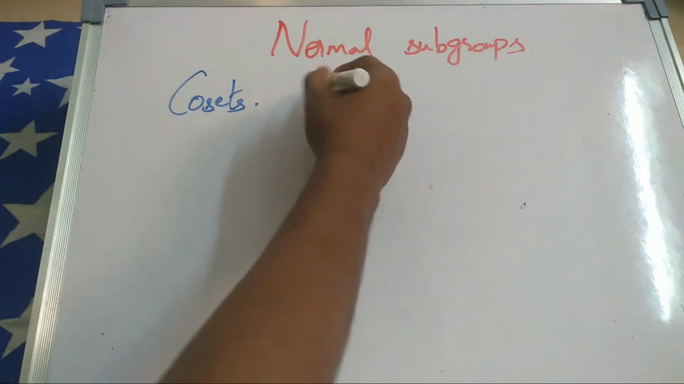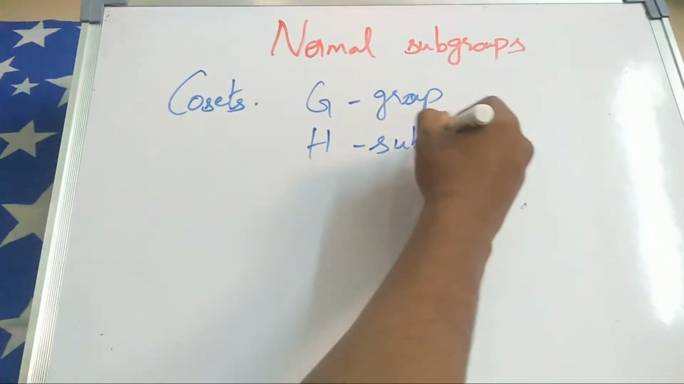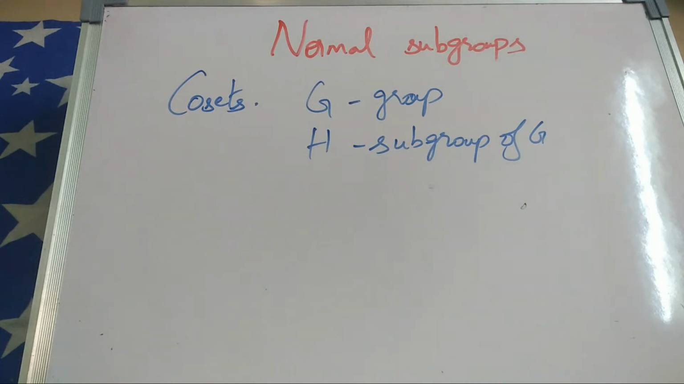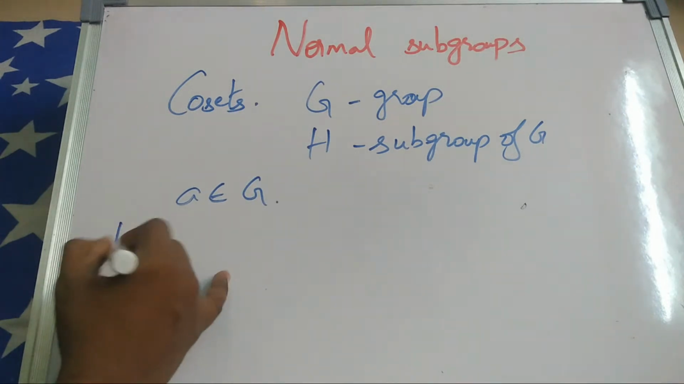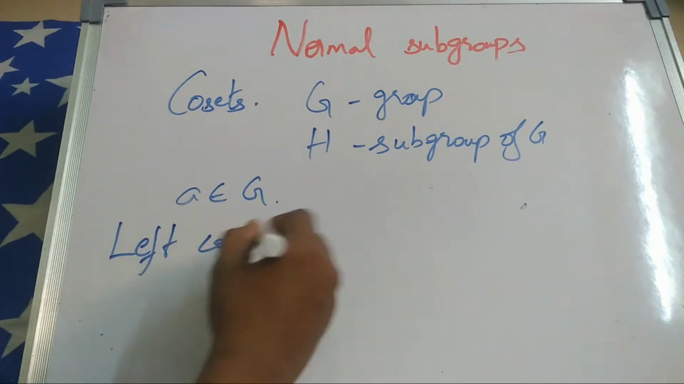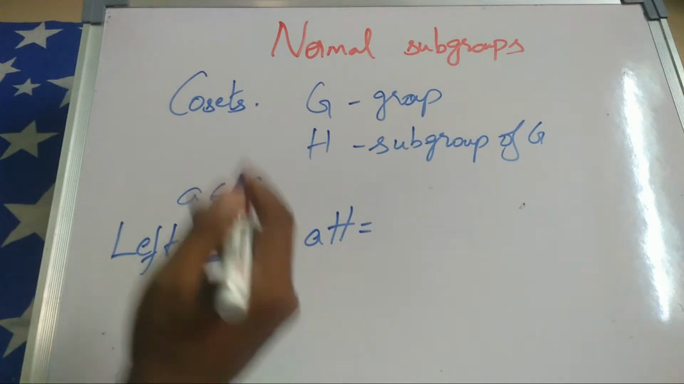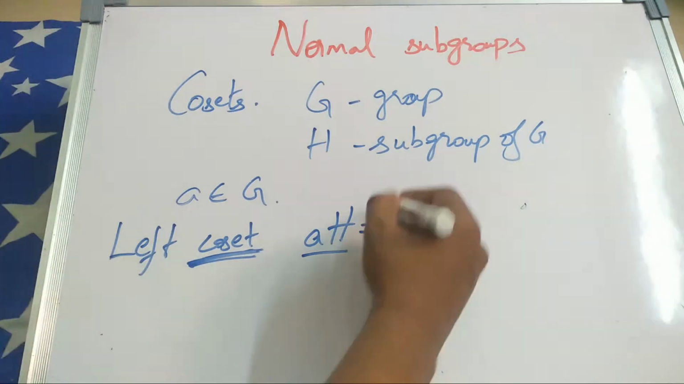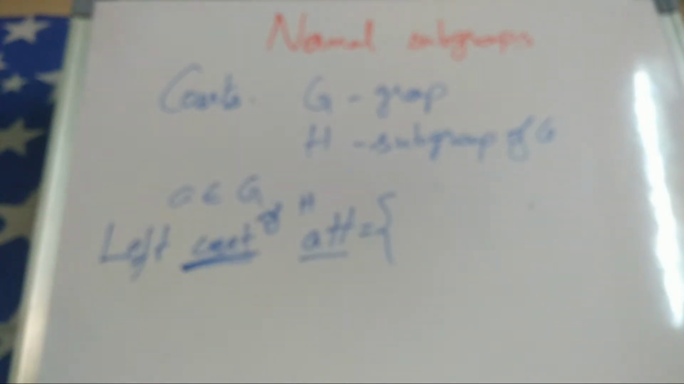Now, we will define what is meant by a coset. Let G be a group and H a subgroup of G. Now, take an element a in G. We define the left coset to be aH. So by the literal meaning, a coset is one set, which we denote by aH. We call it the left coset of H because it depends upon the set H.